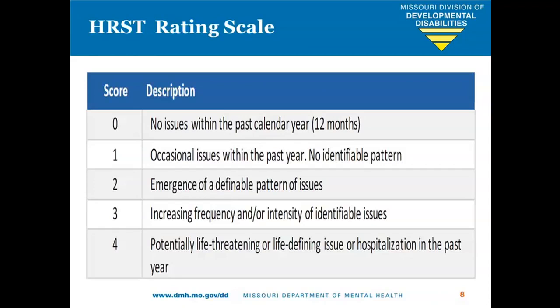So the rating scale, each of the items that are rated, has a kind of scoring system where maybe they never have that issue. They haven't had it in the past 12 months. And then it goes all the way up to a 4, which could be potentially life threatening, or maybe it's something life defining, which I take to mean it changes your life, or your life has to adapt to whatever the issue might be, or it's caused a hospitalization. So it balances out all these different scores to come up with a healthcare level. And I'll show you what that looks like.